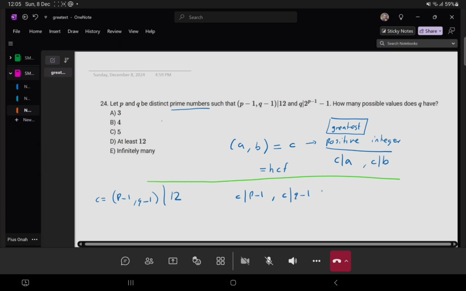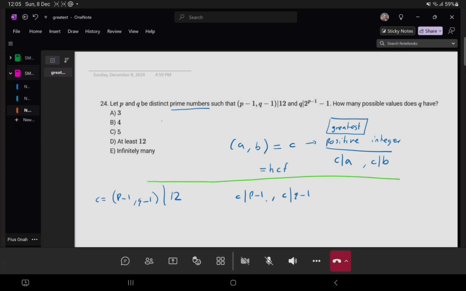So we have P minus 1 and Q minus 1. If you have a positive integer dividing both of these, and we pick the greatest of them, we want that to also divide 12. So we can actually tell the possibilities for this so-called greatest common divisor. It has to be a factor of 12, because this needs to be true. So the options here would be 1, 2, 3, and then the cofactors 4, 6, 12. These are the options.